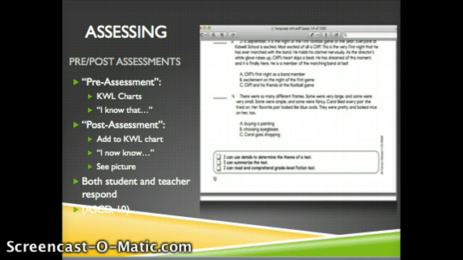I also put a picture on the side. This is a picture of a reading worksheet that I did in my room to assess students' understanding in literature. At the bottom of the worksheet, you can see several boxes with I can statements. When the student finished the assessment, they were to check the box if they felt confident in that standard. So it allowed me to see what the student felt comfortable with. It also allowed me to provide feedback and pull those students later on if they needed reteaching. So it allowed for both student and teacher response.